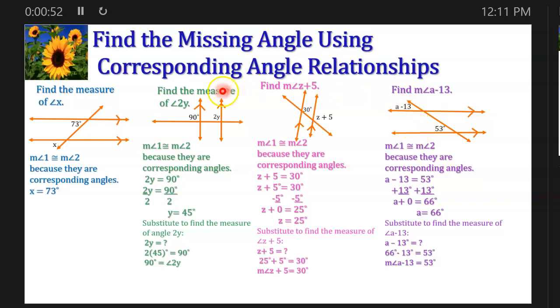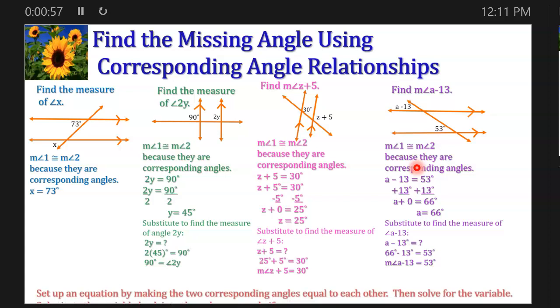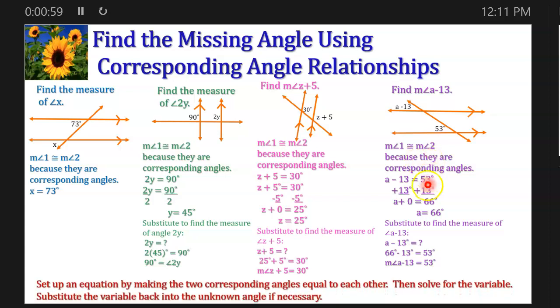So again, if you know that corresponding angle relationships are congruent, then you already know the answer to that angle. But if they're asking you to show your work, definitely show your work, show that you know how to do it mathematically. Set up an equation by making the two corresponding angles equal to one another. Solve the variable and substitute the variable back into the unknown angle if necessary.